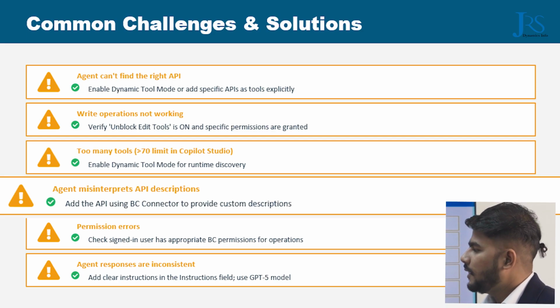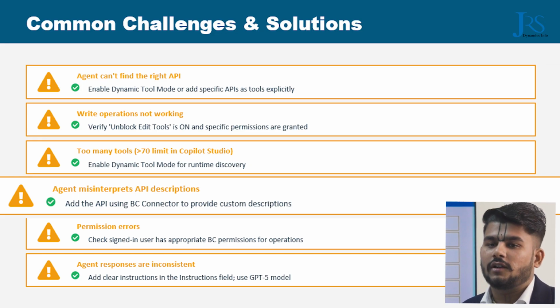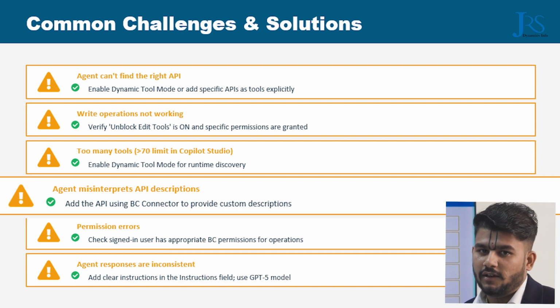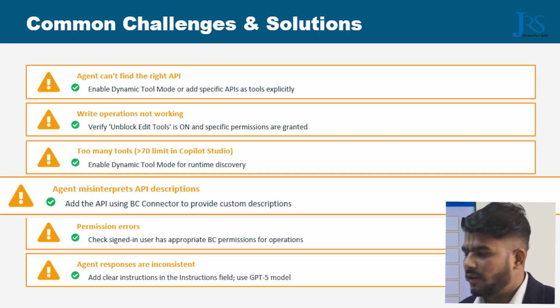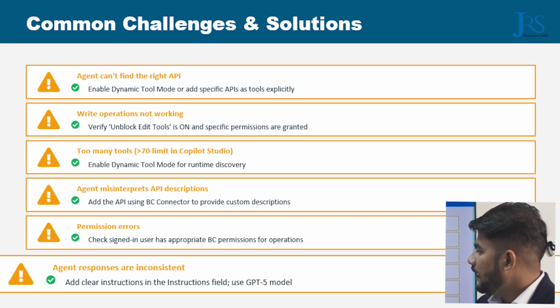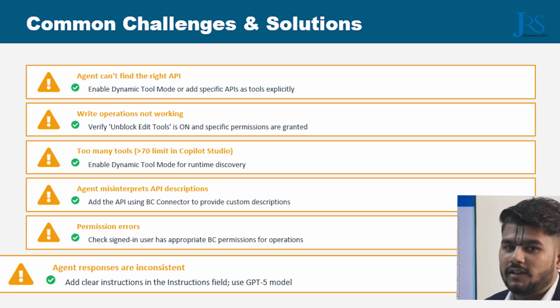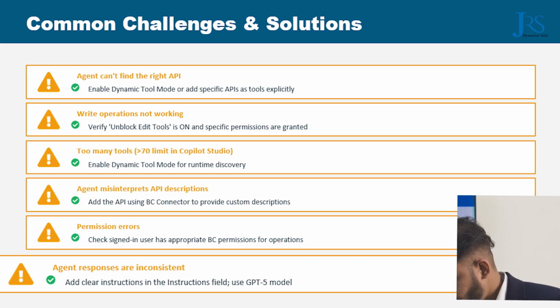Agent misinterprets the API description. That's why I am saying, API descriptions should not be inaccurate, they should be accurate, and they should be related to that particular API. If I am exposing a customer API, it should define that this is the customer master, so that when the AI needs to understand, it will choose this particular API. And the permission errors you can face, obviously you will have to resolve that. And agent responses are inconsistent. Why does this happen? Because you did not add clear instructions. You should always use clear instructions in AI agents.